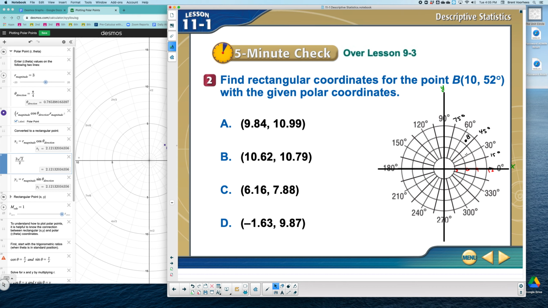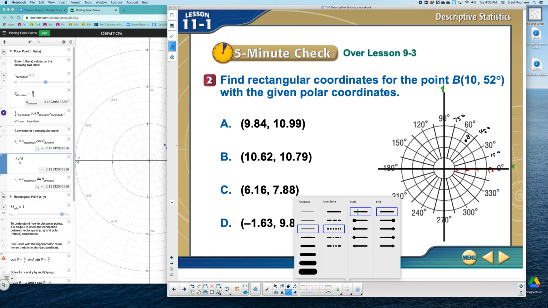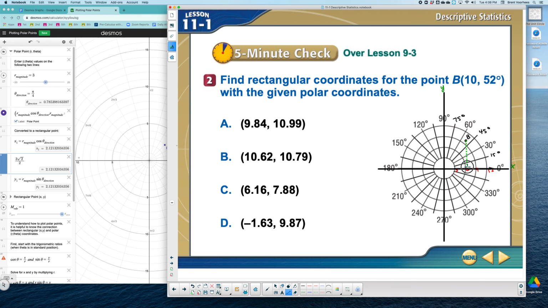Okay, so now I'm trying to do the same thing here. If I were going to estimate, again, my picture is not accurate or exact here. I had to estimate just plotting it. It looks like it's going to be around 6, and over here maybe around 8, I'd guess. So we could take a guess that it's going to be C, but if we want to know for sure, we'd follow our formulas that x equals r cosine theta, which means the x would equal 10 times cosine of 52 degrees. And I'll go to the calculator for this in a second.